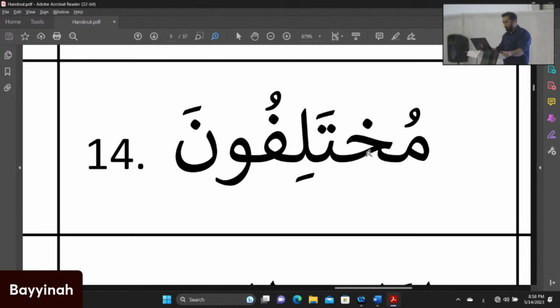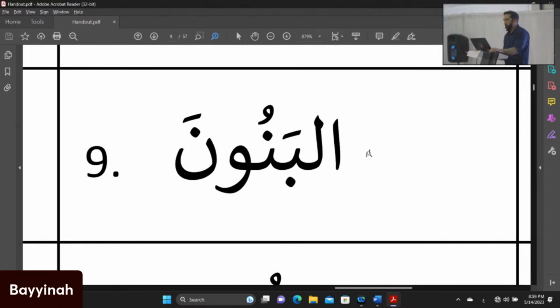Heavy? Because it's on the page 6 chart. Page 6 is all heavy. All of page 6 is heavy. So Muslimuna, if it matches, heavy. Fine. How do you make it light? Mukhtalifu without the noon. Mukhtalifu without the noon. Al-banuna. Light. Heavy.